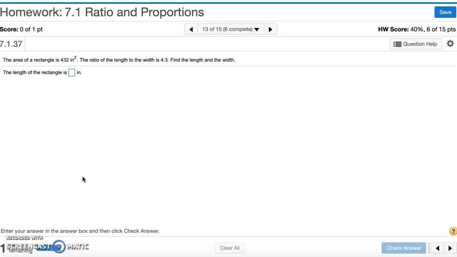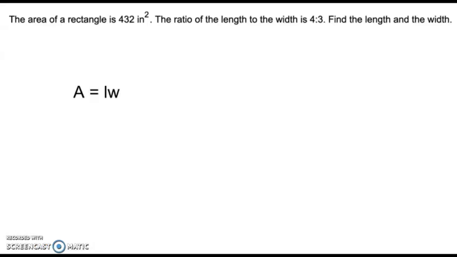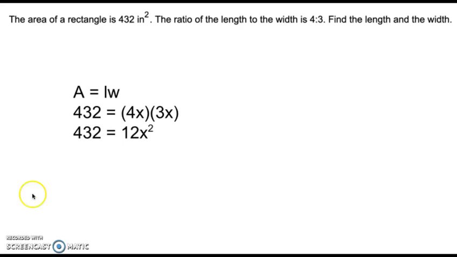Number 13, the area of a rectangle is 432 inches squared. The ratio of the length to the width is 4 by 3. Find the length and the width. Now the formula for the area of a rectangle is length times width. For our ratio to match our actual length and width, we will put an x next to the 4 and 3 and multiply them to get our 432. So now that will give us 432 equals 12x squared. We divide both sides by 12 and we get 36 equals x squared.